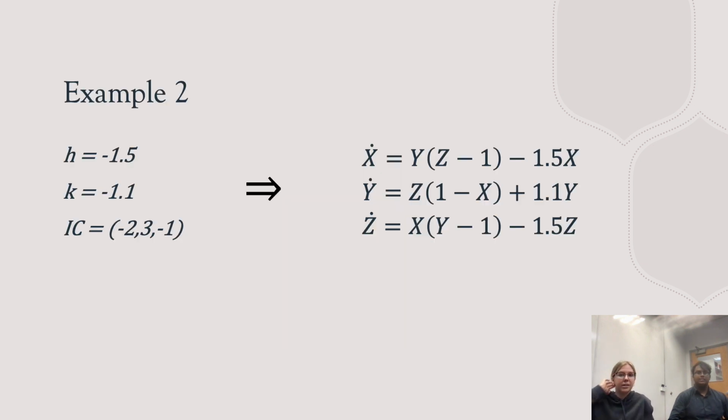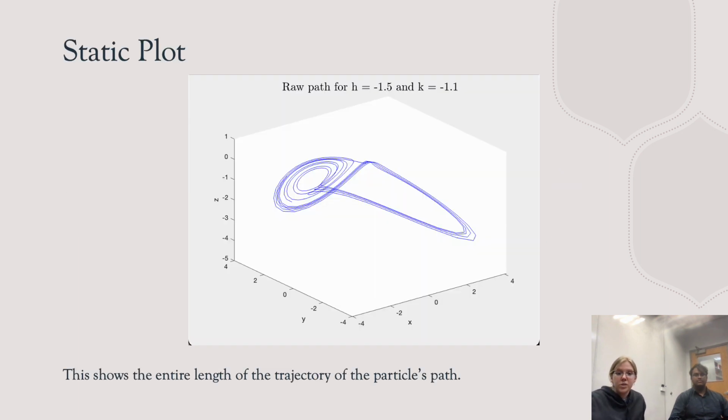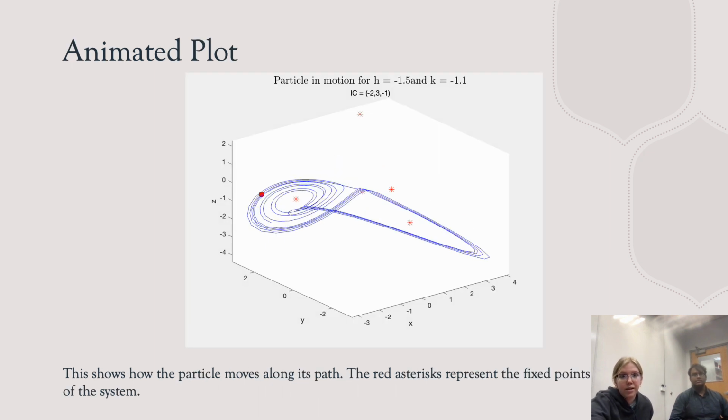Alright, so next up, looking at example 2. In this case, we have h equal to negative 1.5, k equal to negative 1.1, and the initial condition that we're using here is negative 2, 3, and negative 1. For these, we will only be showing you the static plot as well as the animated plot, because in all three examples that we're looking at, we have the same number of fixed points, and they have the same type of stability where we have 2 spirals and 3 saddles, so we just didn't want it to be repetitive. But here we can see the path that the particle takes. And then again, this will be the animation of the particle's movement.